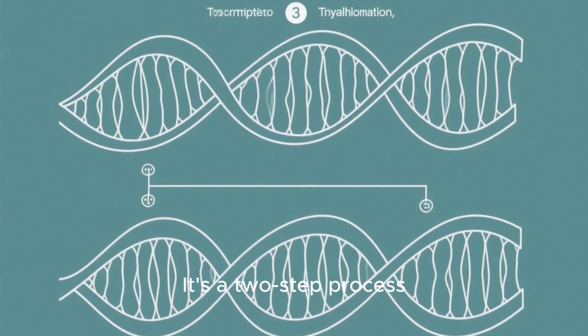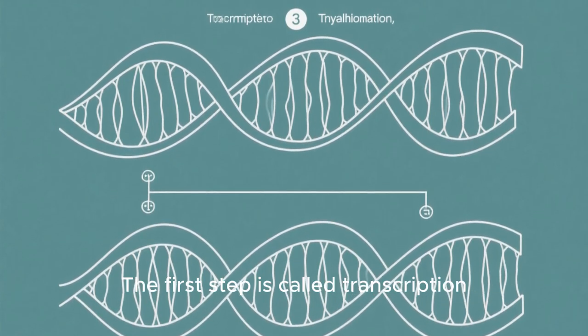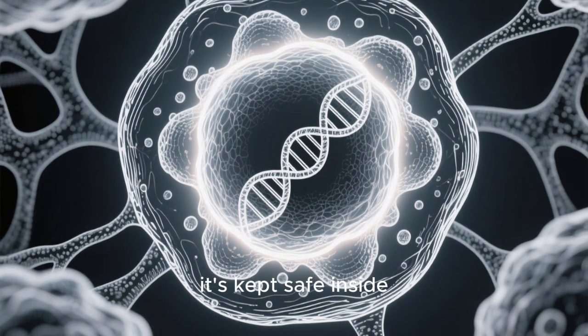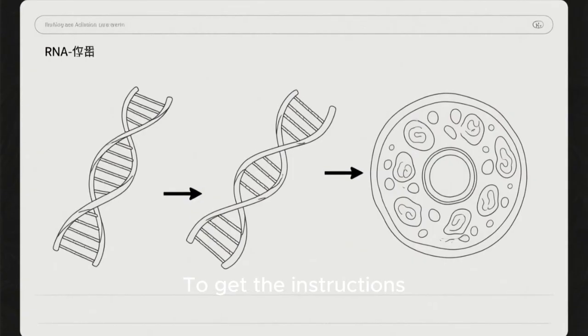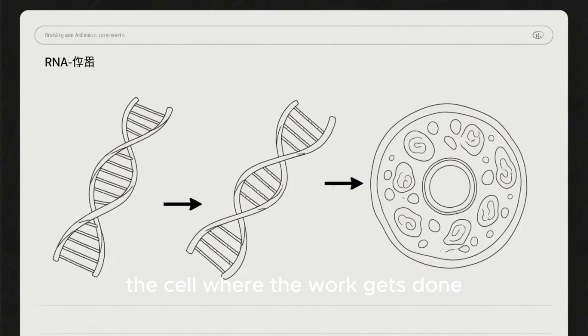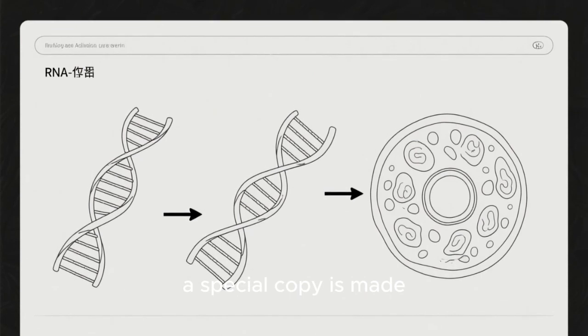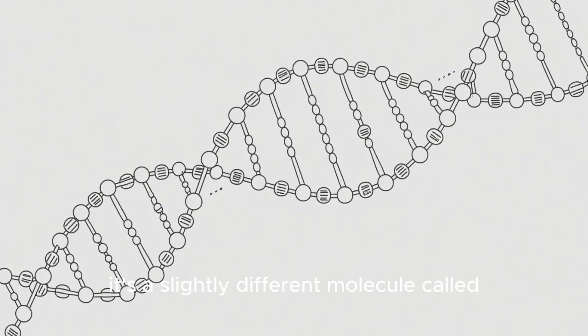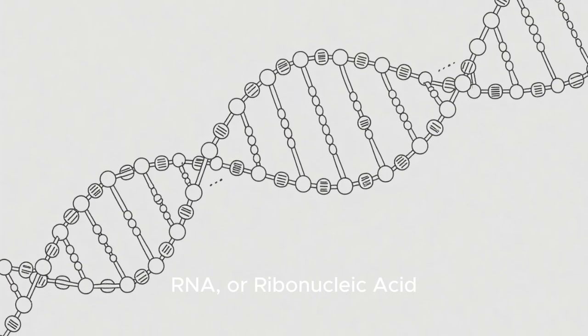Now, having the instructions is one thing, but how does the cell actually use them? It's a 2-step process. The first step is called transcription. Since the DNA is super important, it's kept safe inside the cell's nucleus. To get the instructions out to the main part of the cell where the work gets done, a special copy is made. This copy is not DNA. It's a slightly different molecule called RNA, or ribonucleic acid.